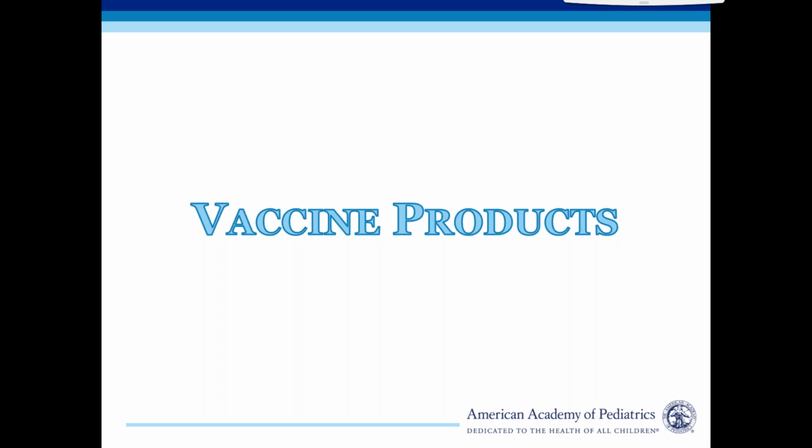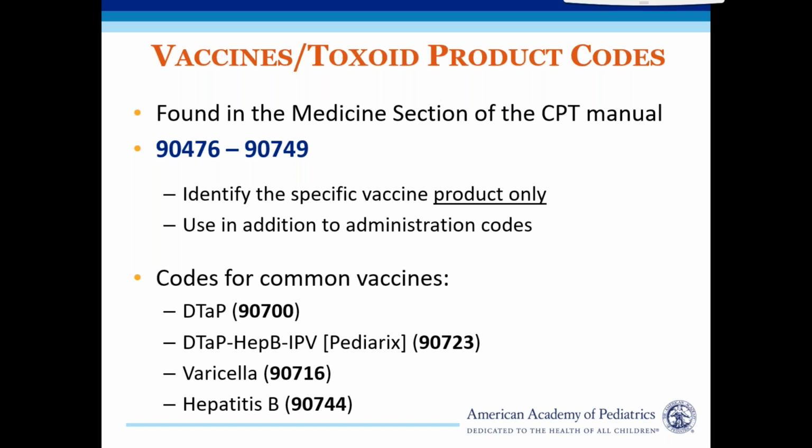Shifting gears a little bit and staying on the CPT side, we're going to talk about vaccine products. So as you know, when you give a vaccine, especially in the private payer world, you have to report 2 codes to show the service. You have to show the product and the administration. So we've already talked about the administration side. We're going to move on to the products.